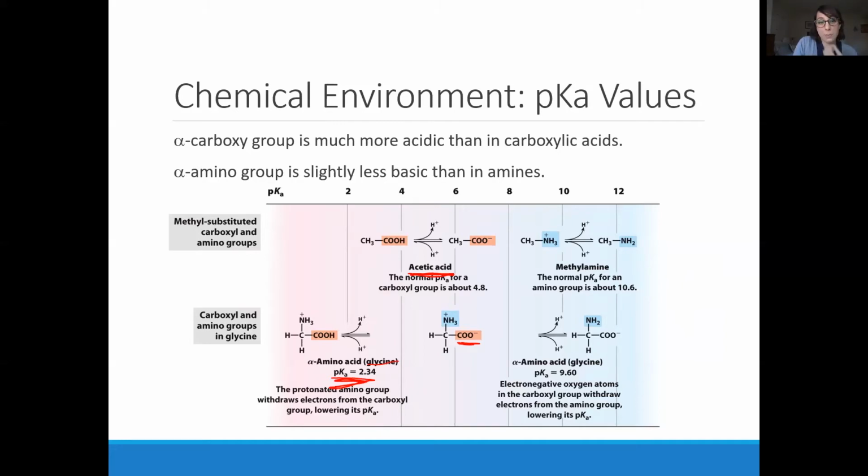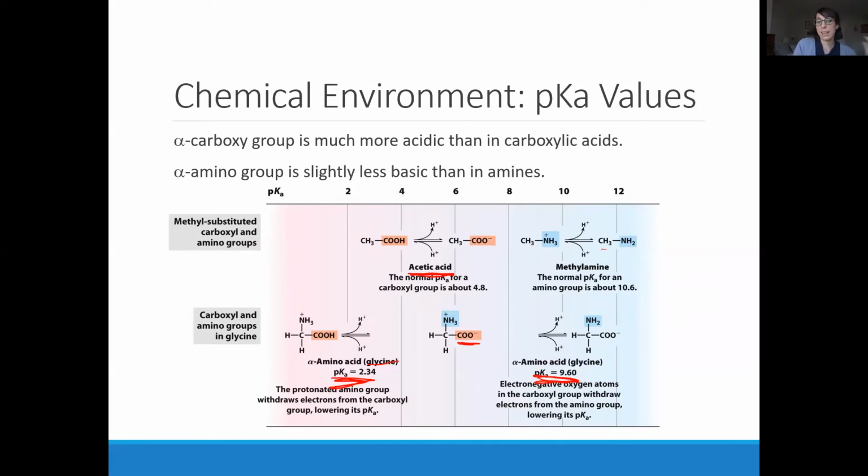The amino group, the NH2 group on the amino acid, is just slightly less basic than a normal amine, like methylamine. You can see here's an example of methylamine, and its pKa is around 10.6. The amino group on an amino acid is just slightly less basic than that. Its pKa is going to be around 9.6.